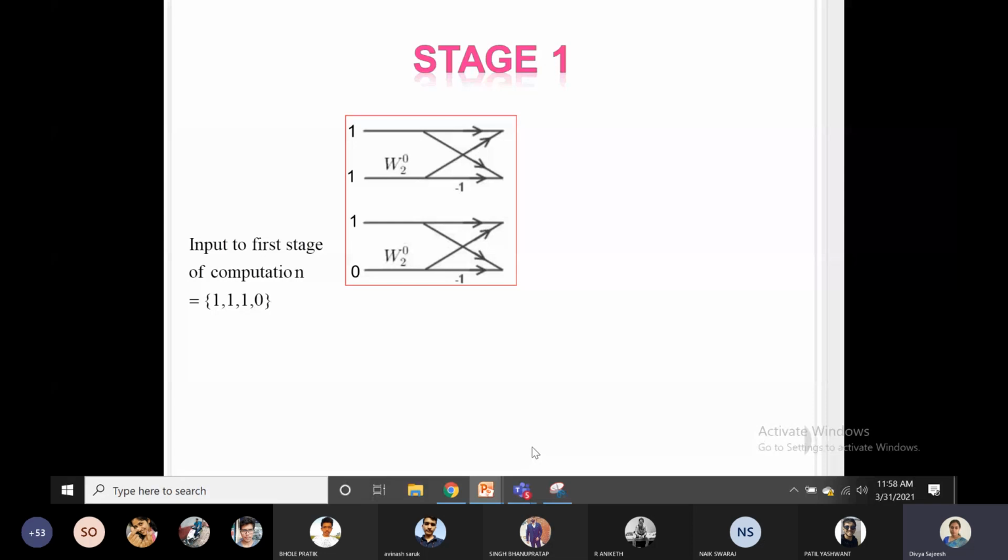Yes, ma'am. Can you tell me the first output here? 1 plus 1, 2, ma'am. Here 1 will be coming here, and 1 from this path will be coming here. So 1 plus 1 should be 2. Can you tell me the second one?